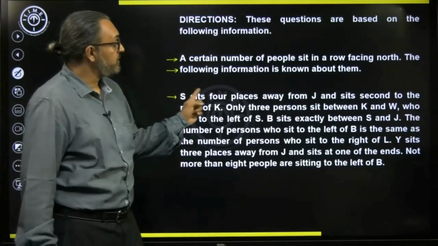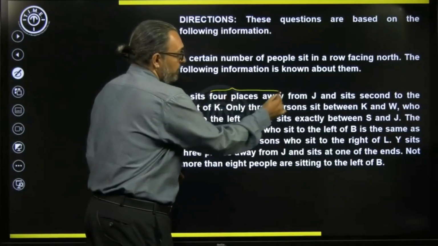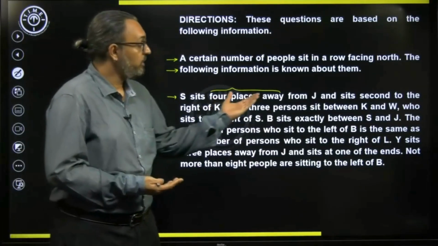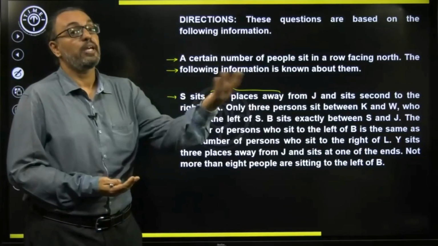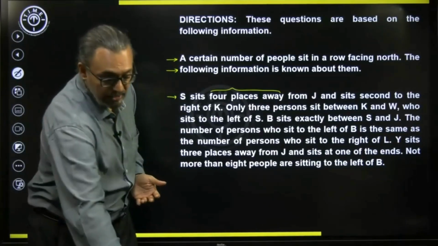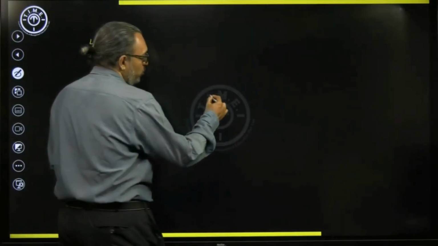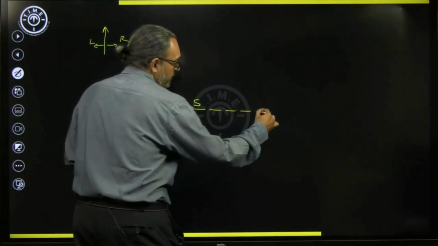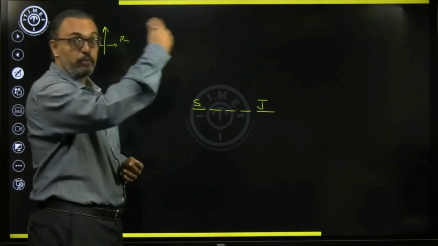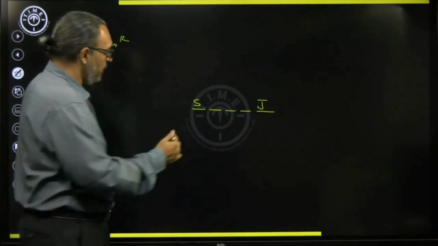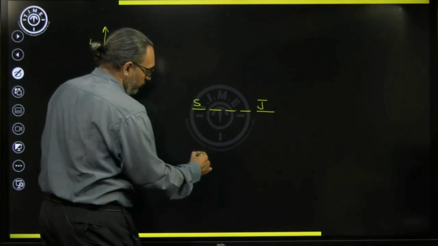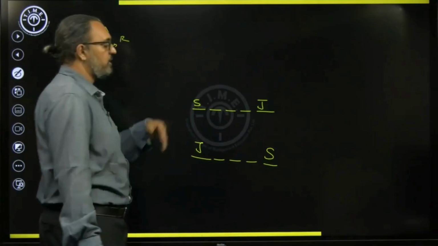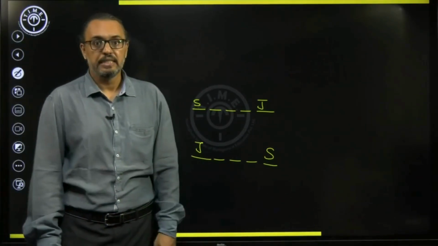So he says S sits 4 places away from J. When he says 4 places away from J, I don't know whether it is to the left side of J or to the right side of J. So immediately I can consider 2 cases. I can have S here, 4 places away means leave a gap of 3, and the 4th place away from J is S. Or you can take the other way around: you can have J, leave a gap of 3, and then have S. So these are the 2 cases that we will consider.